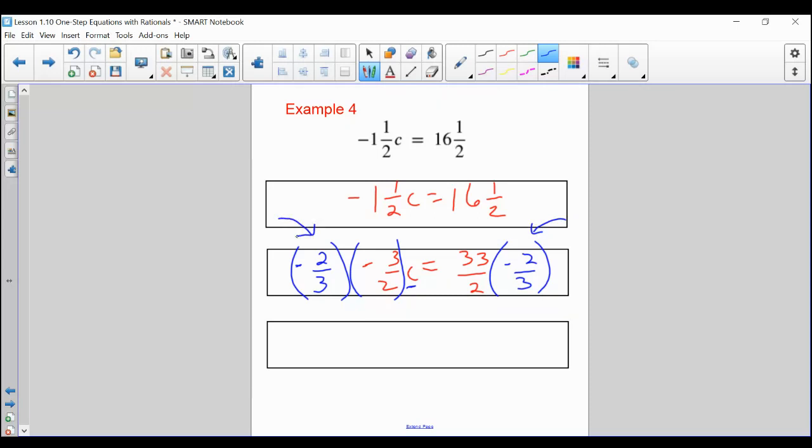This is pretty tricky. Bring your equal sign down. And we've got C, and these guys, the negative 2/3 and the negative 3/2, that's positive 1C. Remember, the reciprocals give you a positive 1. We're going to put this into our calculator on the other side, and you're going to get a negative 11. You need one more line where C is equal to negative 11 because positive 1 times C is C.